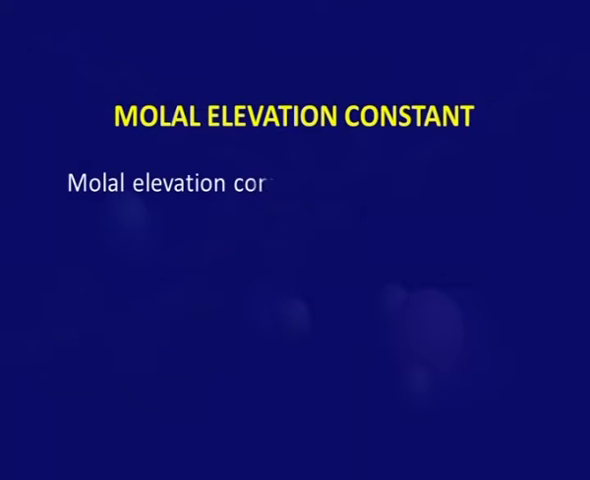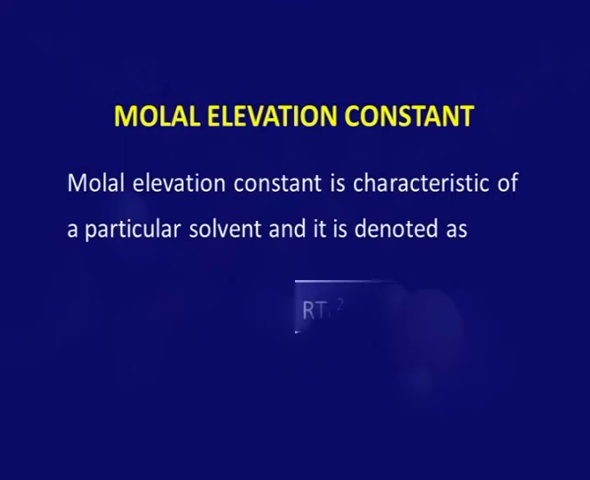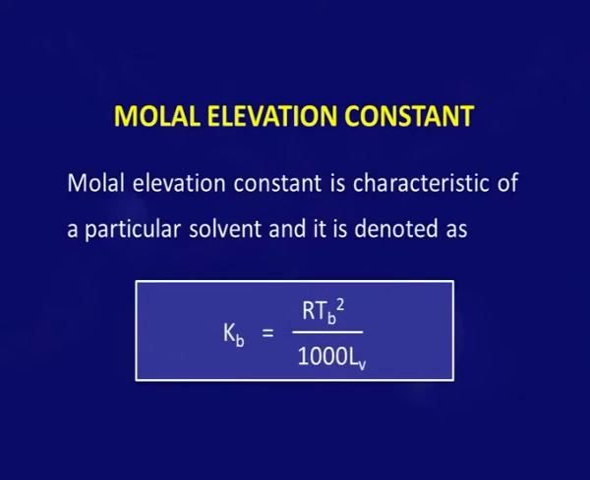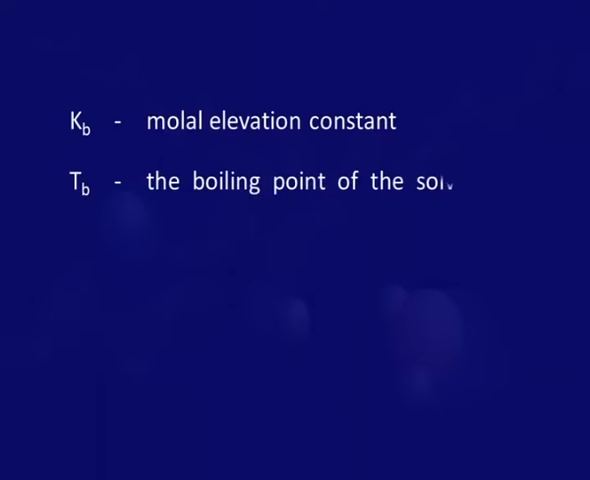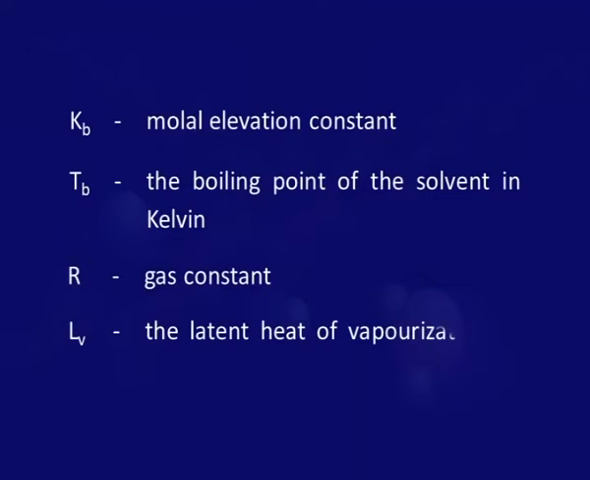Molar elevation constant is characteristic of a particular solvent and it is denoted as Kb equal to R Tb square divided by 1000 into Lv. Here Kb is molar elevation constant, Tb is boiling point of the solvent in Kelvin, R is gas constant and Lv is latent heat of vaporization of the solvent.